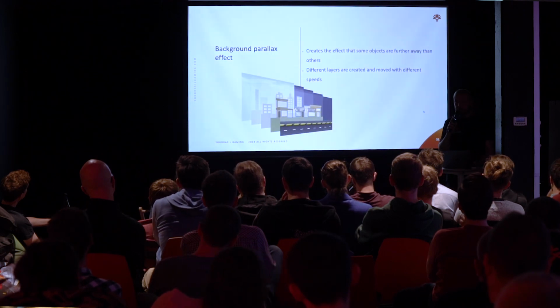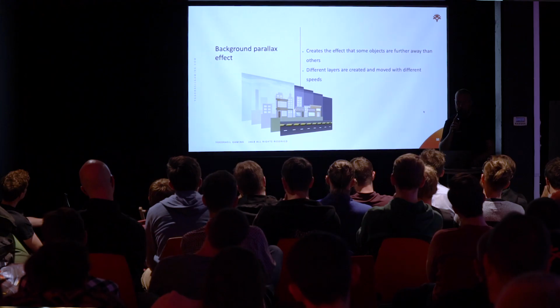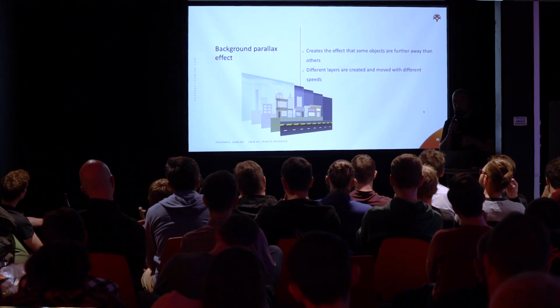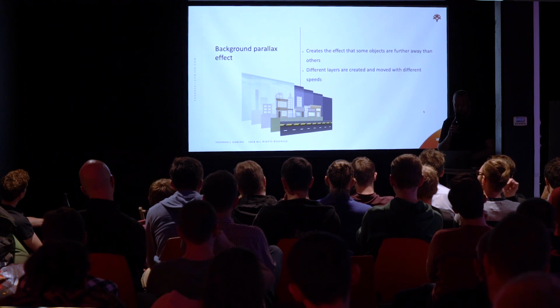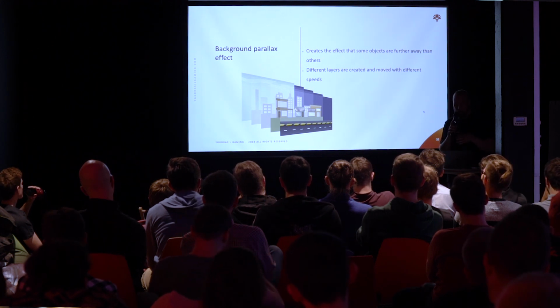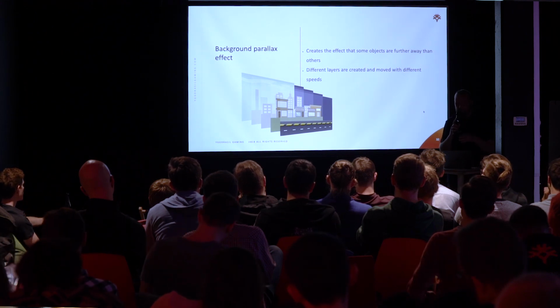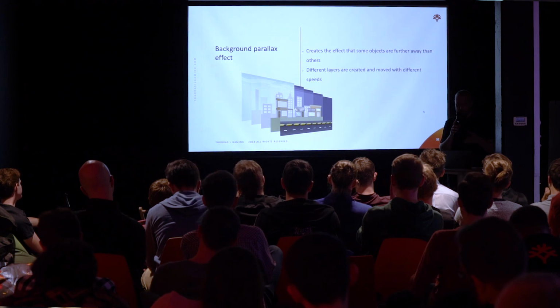For the background, we use the parallax effect. A background parallax effect is created by having multiple layers of an image. And when moving that image, the different layers are moved with different speeds. Layers that are supposed to be farther away are moved slower, and the layers in front are moved faster. So this creates an effect that some objects are closer than others in 2D.